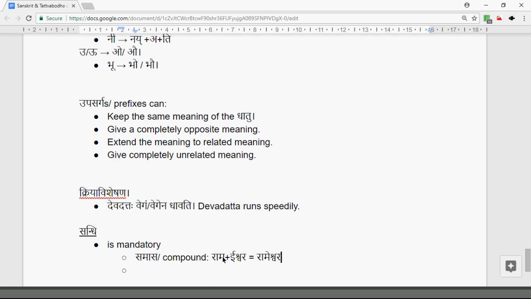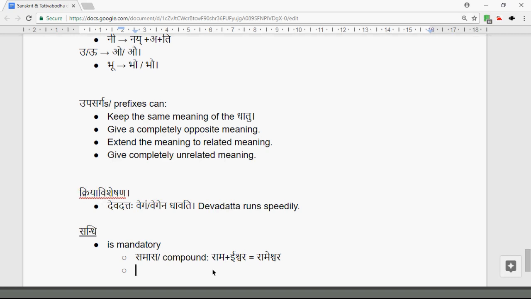The akara at the end of the word Rama and ikara in the beginning of the word Ishvara will form an ekara. Both are replaced. You see, e is the adesha, e is the sandhi rule, e is the replacement for akara and ikara together. So you get Rameshwara. You cannot say Rama Ishvara and consider that to be a compound. There will be two separate words.